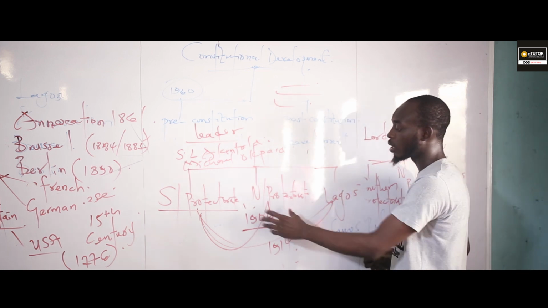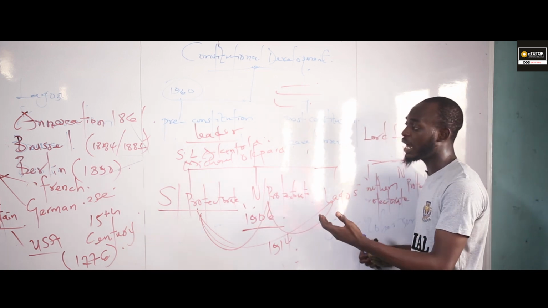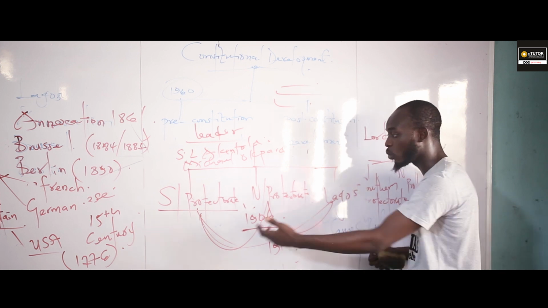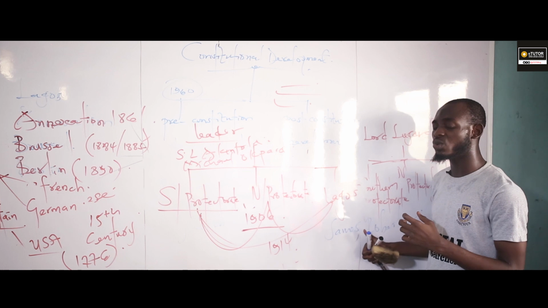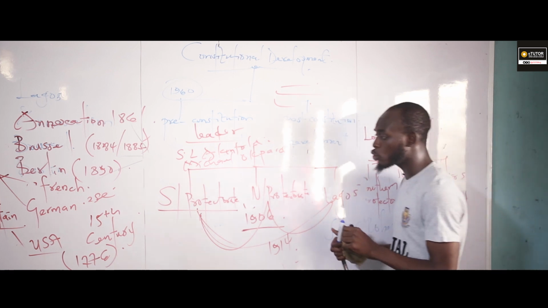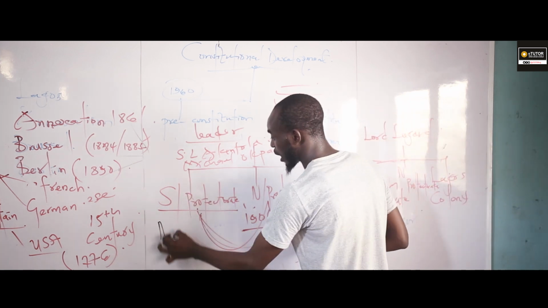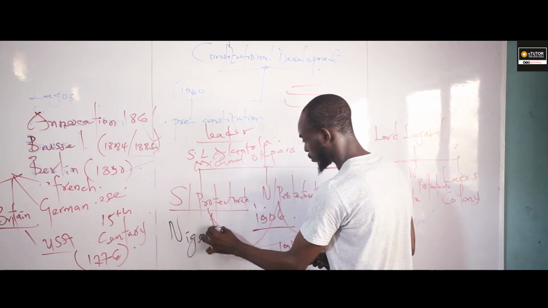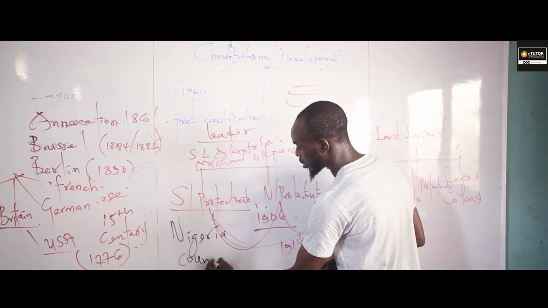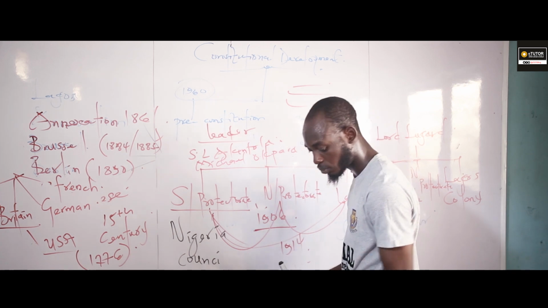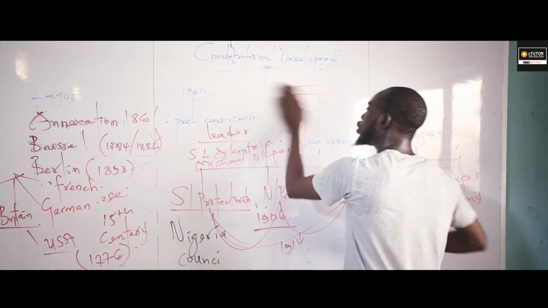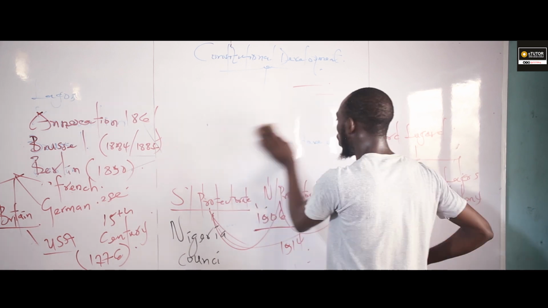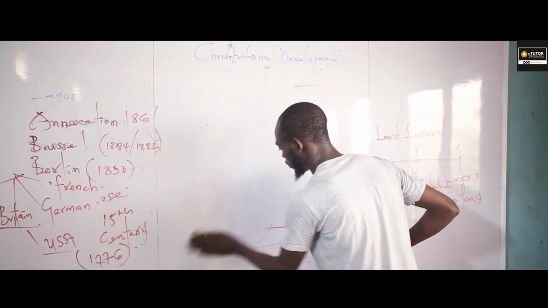So based on that, that's how we have Lord Lugard combining the three regions together. After he combined the three regions together, he introduced what we call the Nigerian Council. The Nigerian Council.